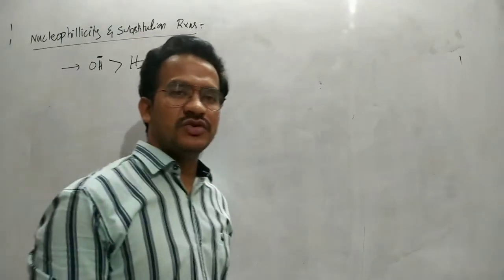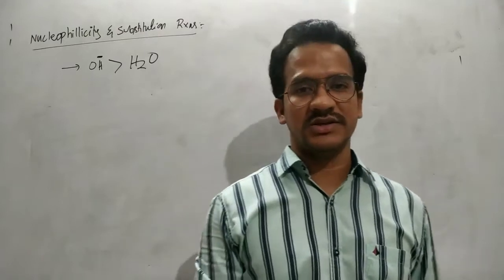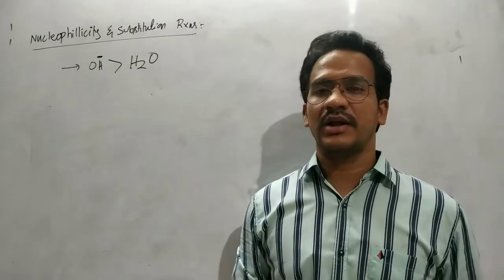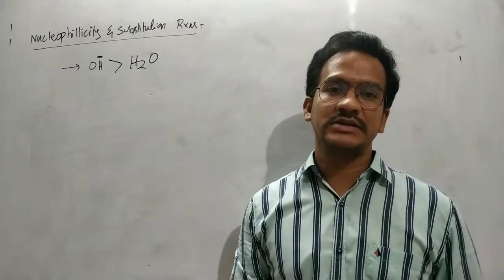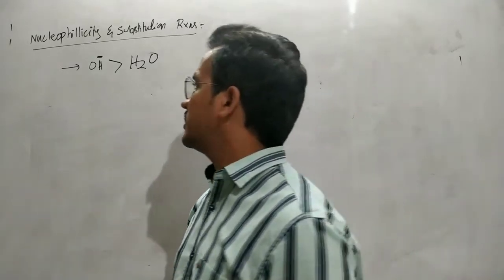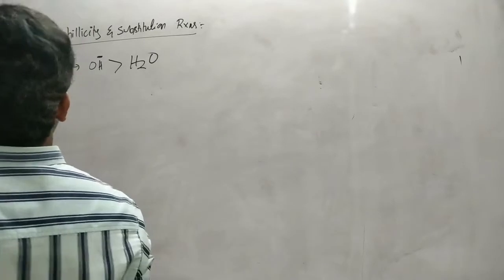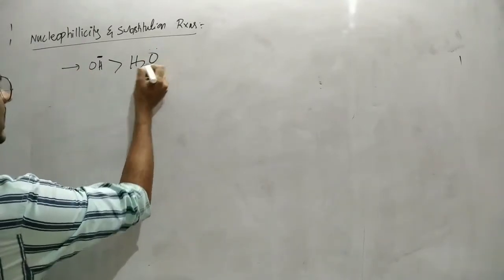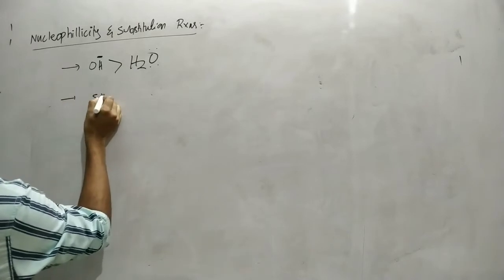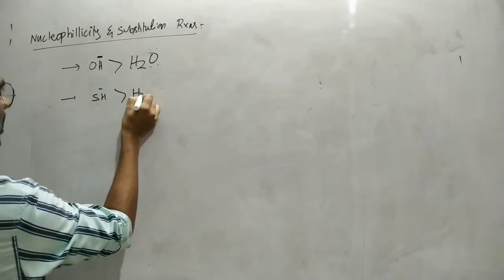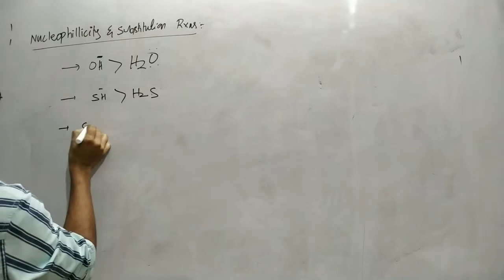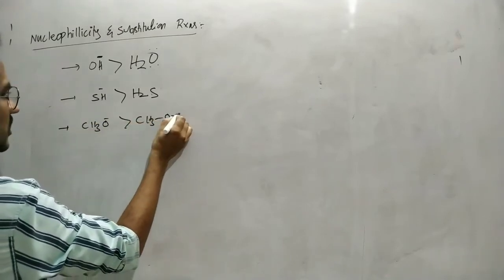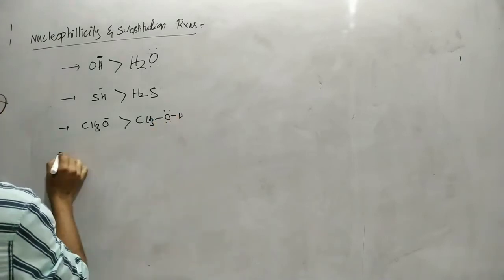The reactivity of the nucleophile is called nucleophilicity. The tendency of the nucleophile to attack the electrophilic carbon is called nucleophilicity. So here, hydroxide is more nucleophilic than the neutral nucleophile, water, and the SH minus nucleophile is more reactive than the H2S nucleophile, or the CH3O minus nucleophile is more reactive than the neutral nucleophile, methyl alcohol.